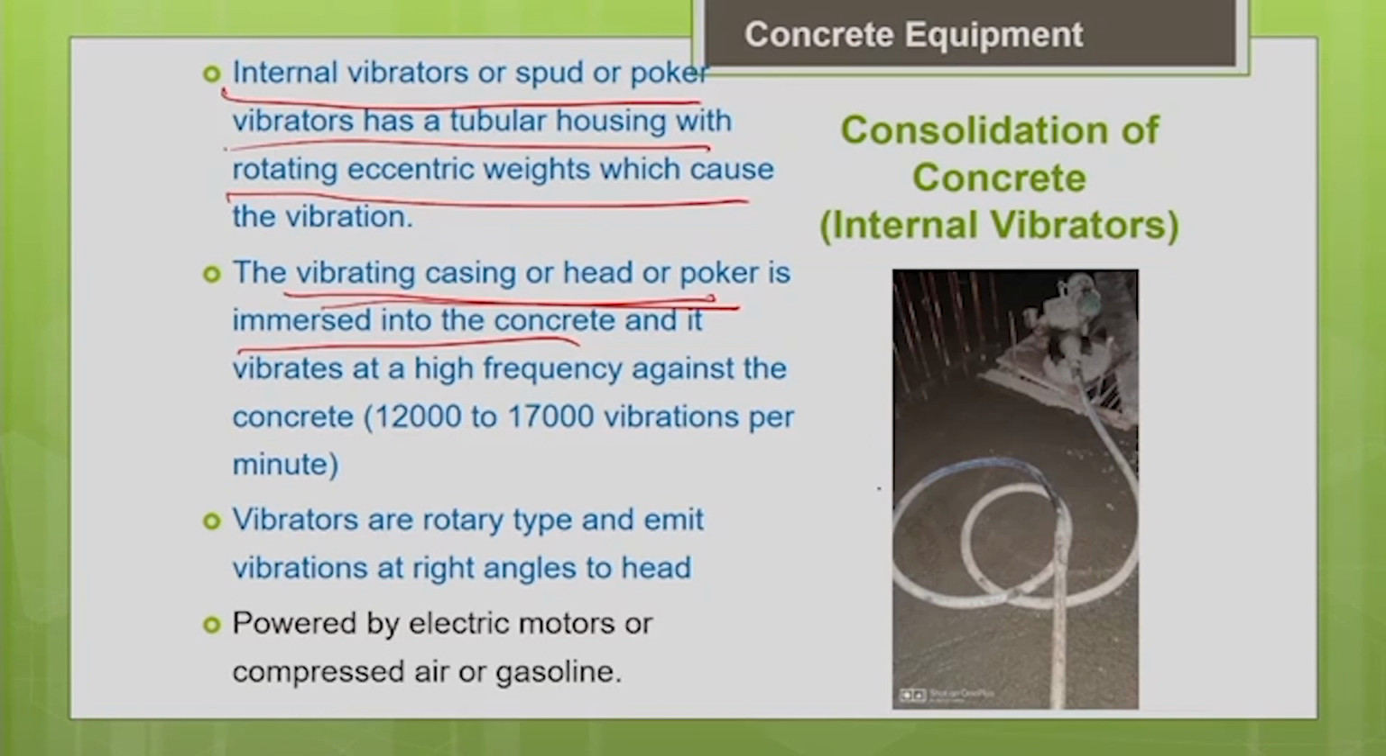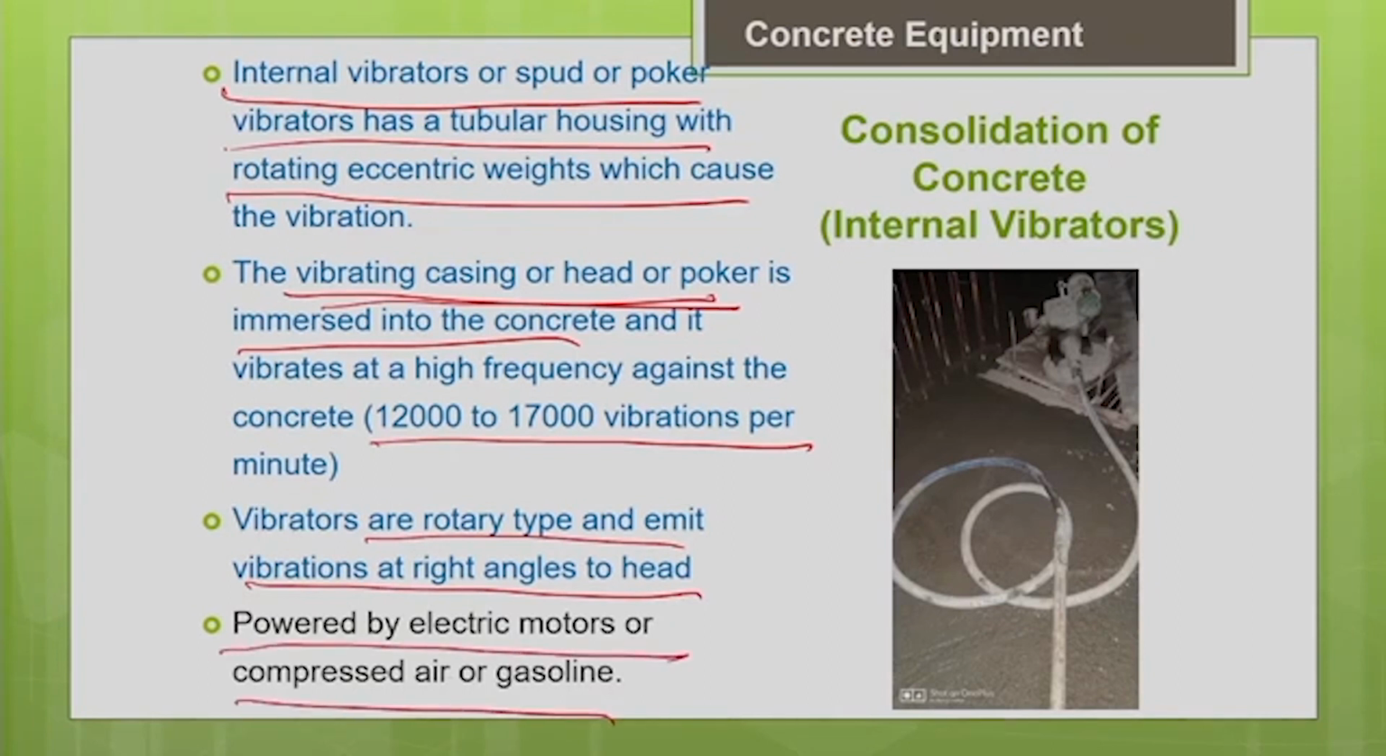These generally vibrate at a very high frequency, say 12,000 to 17,000 vibrations per minute. Compared to other types of vibrators, these give you a very high frequency. The vibrators are rotary type, and they emit the vibrations at right angles to the head. These are powered by electric motors, compressed air or gasoline, whichever mode.